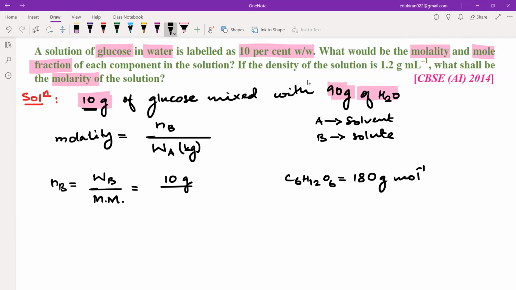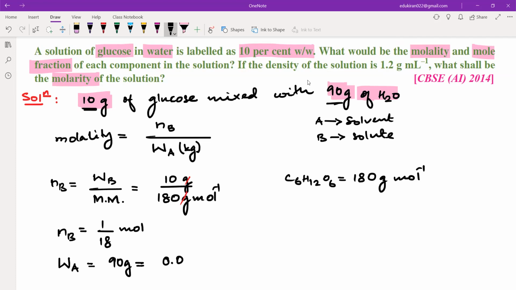Okay. This will be equal to 10 grams divided by 180 grams per mole. You can cancel grams and grams. You'll get the number of moles as 1 upon 18. Don't solve this now, okay? 1 upon 18 moles. Okay. Now next thing is WA in kgs you have to write now. So what is the mass of solvent? It is 90 grams. So this will be equal to how much? 0.09 kg. Is it right? Yes or no? Please tell me.